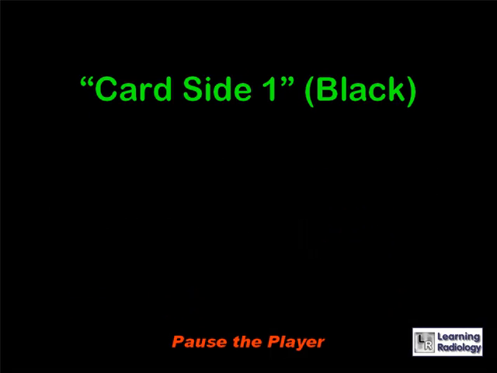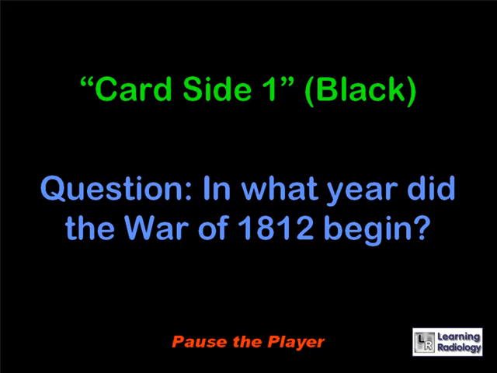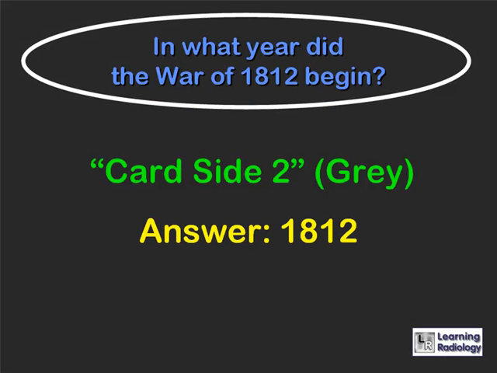The way it works is that on side 1 of the card is the question: in what year did the War of 1812 begin? And then you can pause your computer or MP3 player before going on to the answer. In this case, it's 1812. So let's get started with chest.